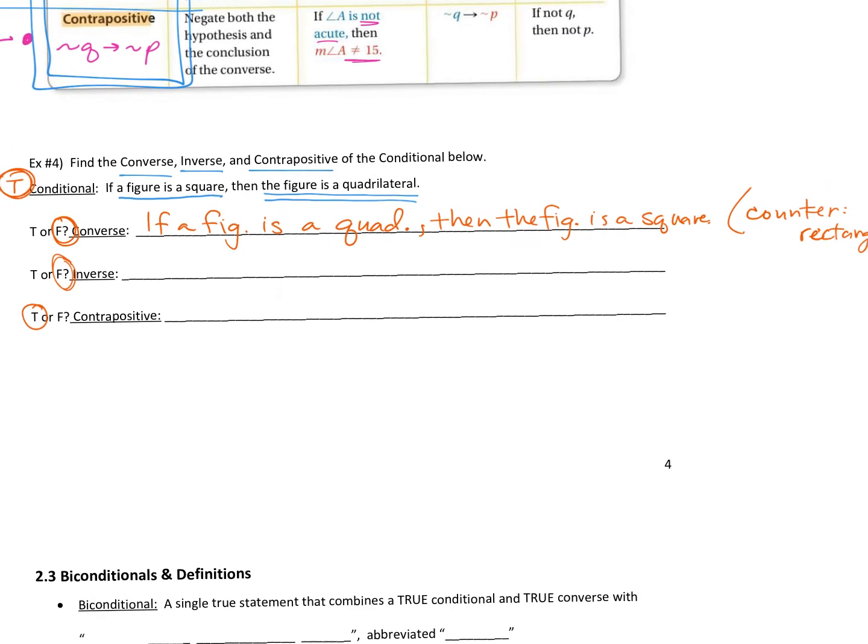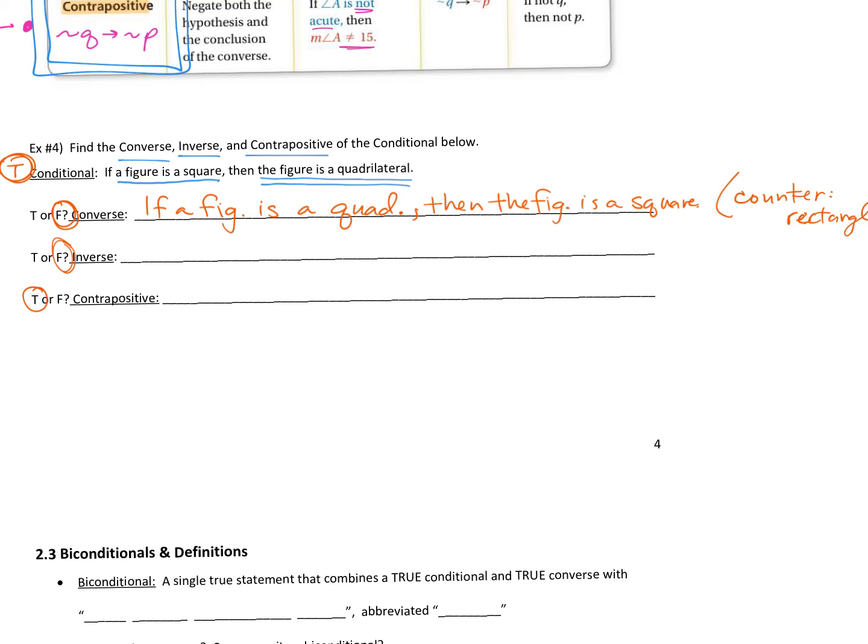And now here's the thing. The inverse just goes back to the original and does what to it? It negates it, right? You add the nots in or you take the nots out. So how would you say the inverse of that first conditional? If a figure is not a square, then it's not a quadrilateral. Okay?